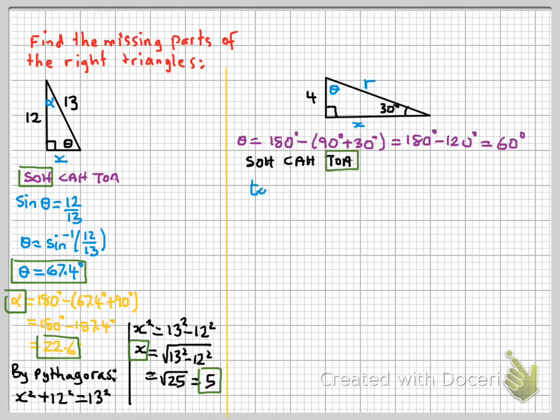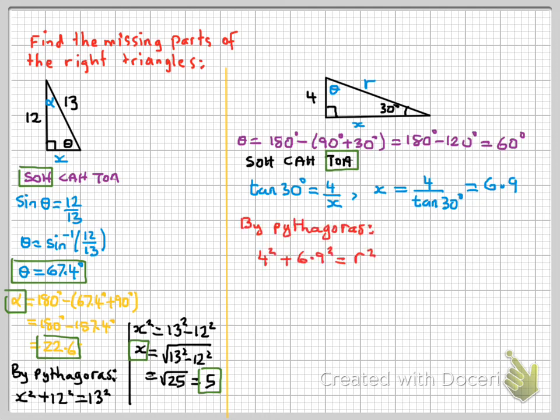And if we think of SOHCAHTOA, we can use TOA this time. Tangent of 30 degrees is the opposite side divided by the adjacent side. And we can solve for x by dividing 4 by tangent of 30 degrees to give us 6.9. And finally, to find the missing hypotenuse, by Pythagoras, we know that the square of the hypotenuse is the sum of the square of the two missing sides in the right triangle. And if we follow through on that, we'll find that r is 7.98. So this completes our video, our part 3 on trigonometry.